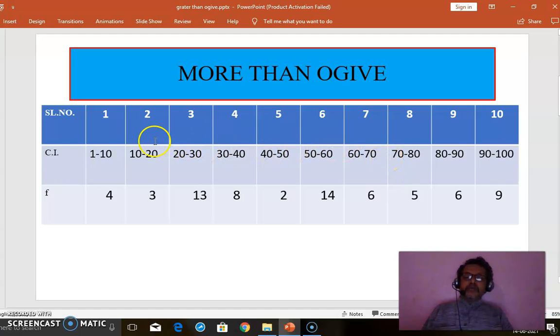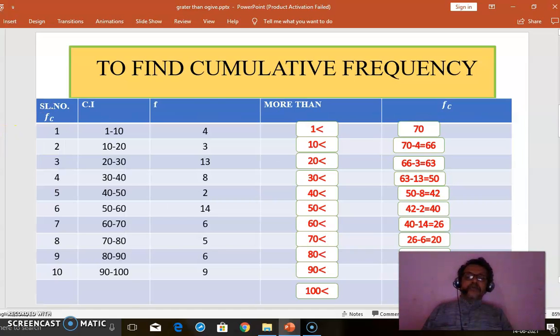Now for this ogive, observe here. We have to find the cumulative frequency. Here 4 means 1 to 10 has 4 frequencies. Totally 70 frequencies are there, so all 70 frequencies are greater than 1. Greater than 1 is 70. Here we have to consider the total frequency, then go on subtracting each frequency.